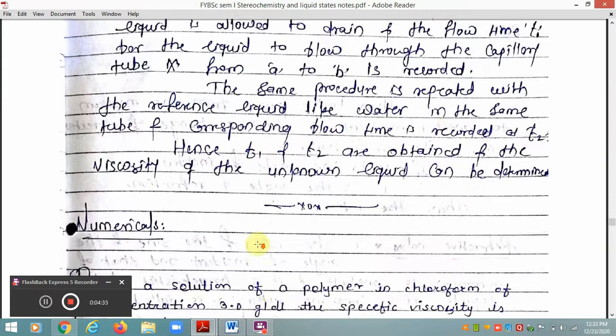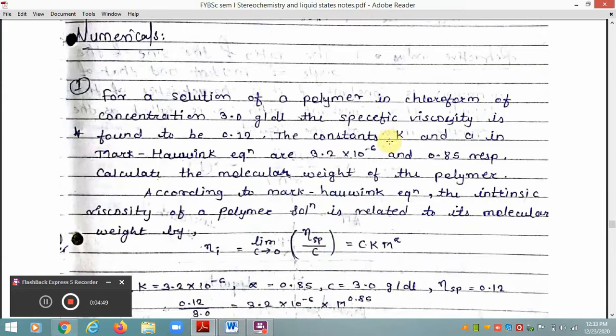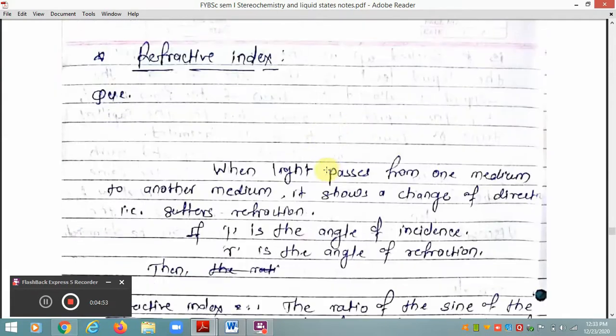Hence T1 and T2 are obtained, measured with the help of the viscometer, and the viscosity of the unknown liquid can be determined in this way. Definitely, based upon the same, there might be numericals, but these are the types of long questions.